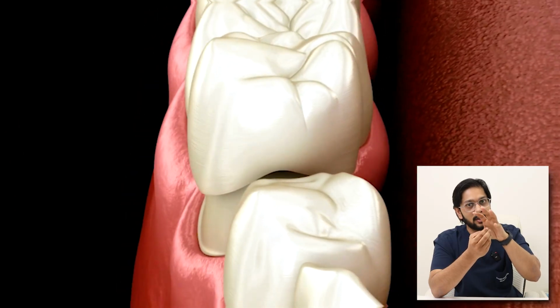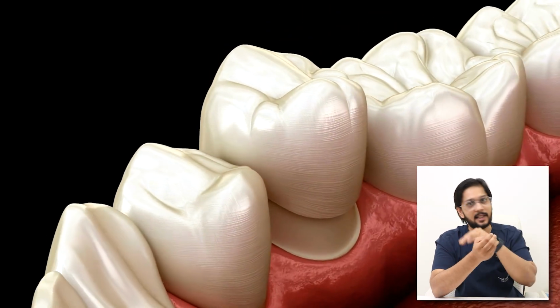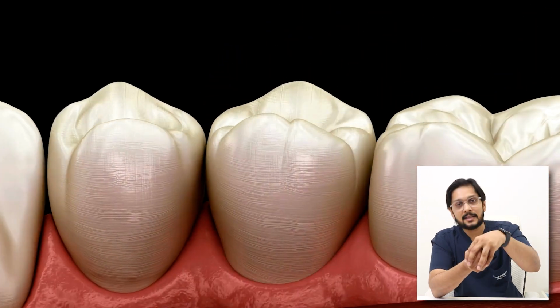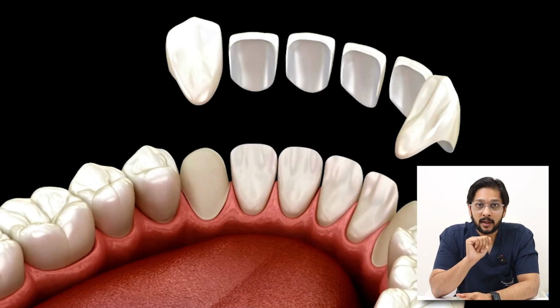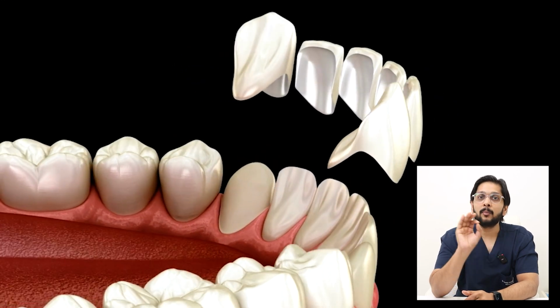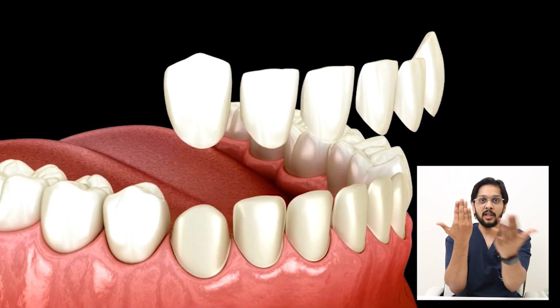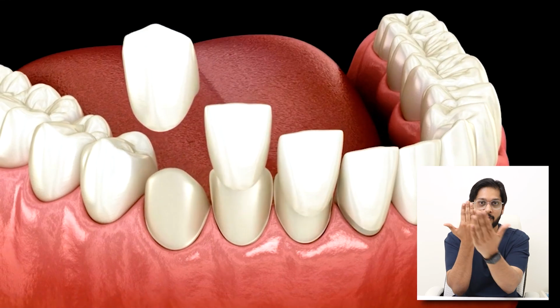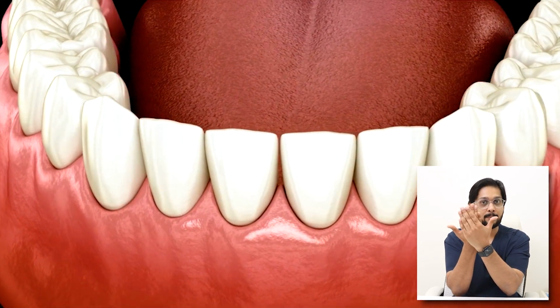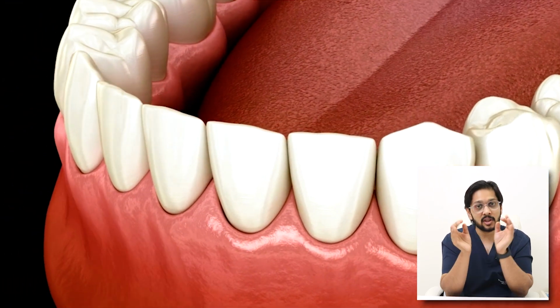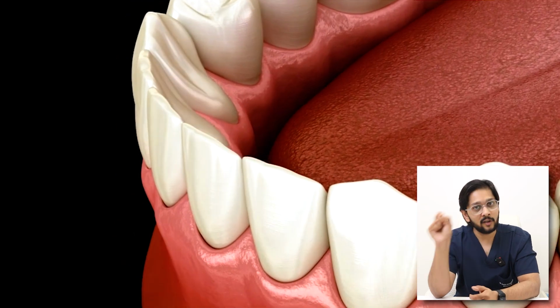So let's understand the difference between both of these. A dental crown is supposed to cover the tooth from all the sides. It comes over your tooth and sits like this. Whereas the veneer covers your tooth only from the front side. If this is your tooth, the veneer will come and sit here like this. The veneer will cover up the tooth from the front side, but not from the other three sides. So this is the difference between a crown and a veneer.